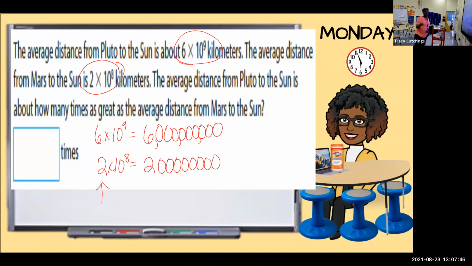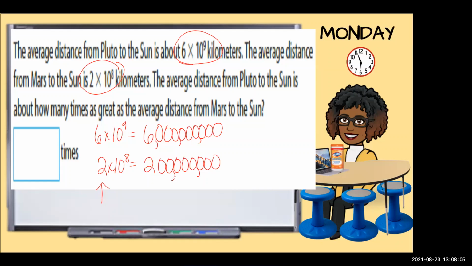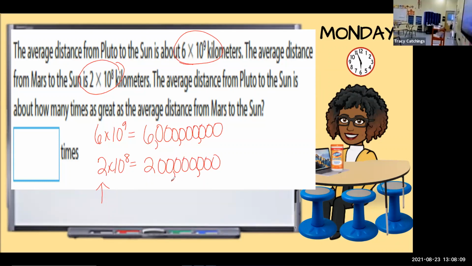Only when it's a whole number. If it's a decimal, you're still going to have to count. All right, so we got 200 million and then 6 billion. How many 200 millions can I get in 6 billion? 4. All right, I hear 4. Anybody else?